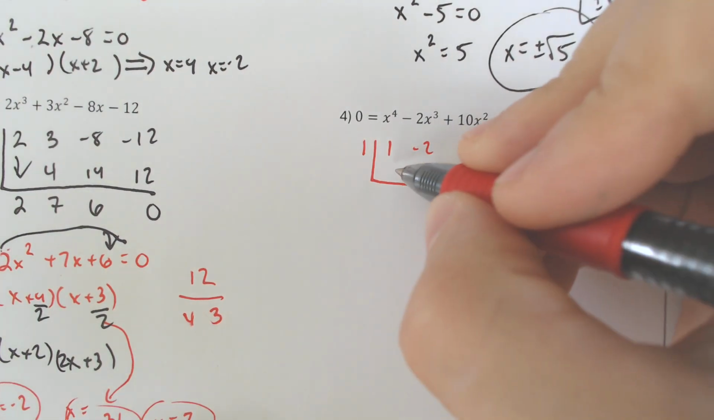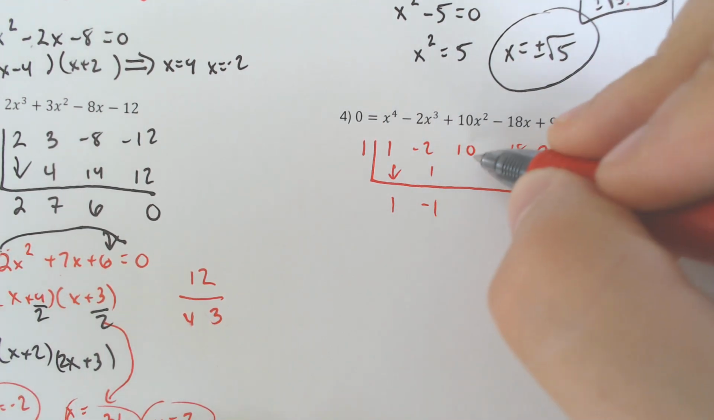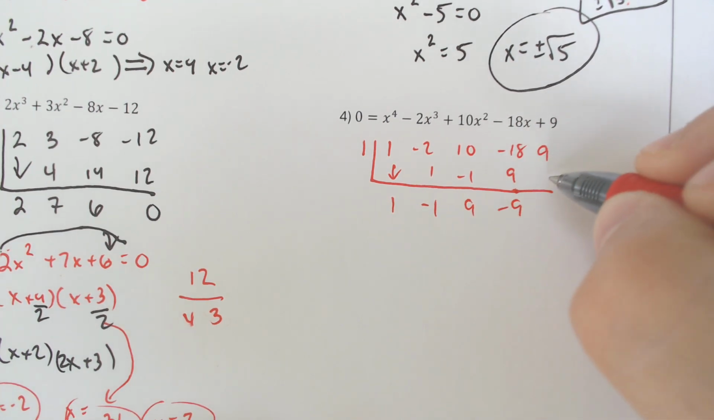And I'm going to divide. Got 1, and we multiply, we get a 1. We add, we get a -1. Multiply, -1, then 9, 9, -9, -9, and 0.